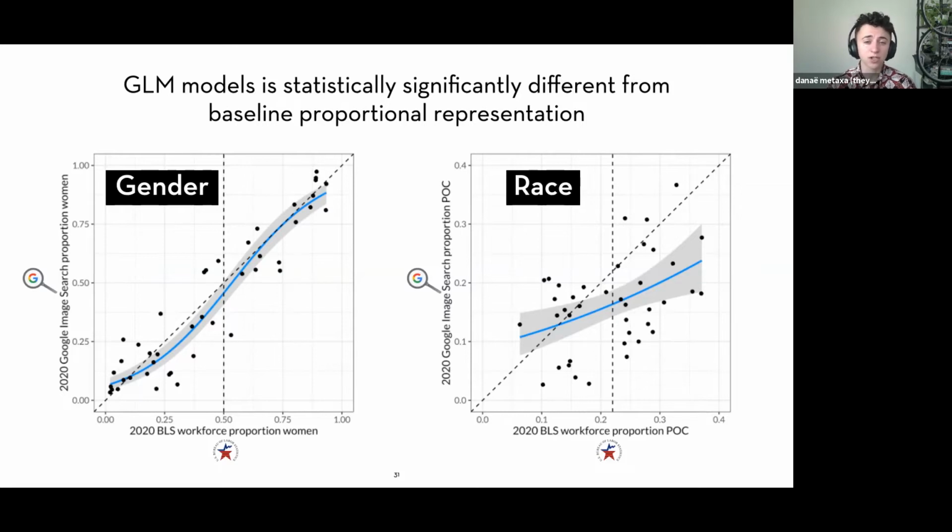In order to test whether these predictions of the overall workforce average, these are the vertical dotted lines, were significantly different from the proportional representation of the diagonal line, I examined the model's predictions at that X value and found that indeed these predictions are statistically significantly lower.